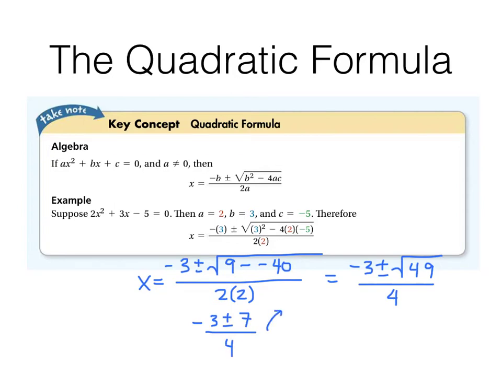And now is when we go ahead and take out that plus or minus and do the math each way. One with the plus and one with the minus. The top one gives us 4 over 4, which is 1. The bottom one gives us negative 10 over 4, which is negative 5 halves. And that gives me my two solutions for this problem, which are negative 5 halves and 1.